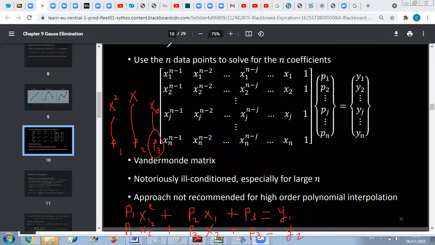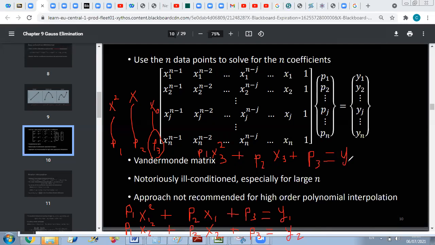And now the third equation will be P1, so I'll write it here. P1 x3 squared plus P2 x3 plus P3 equals y3.